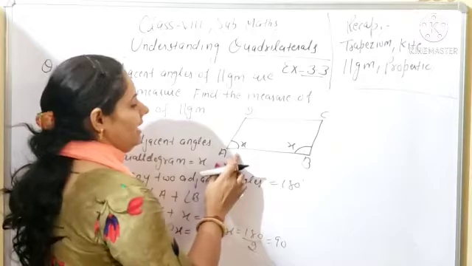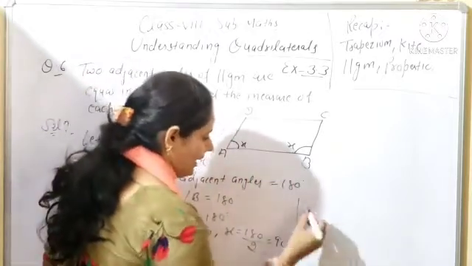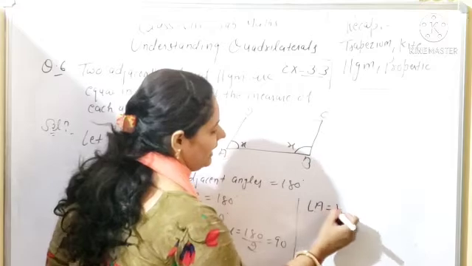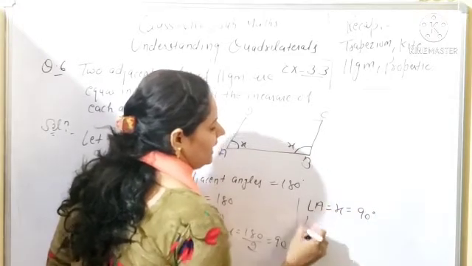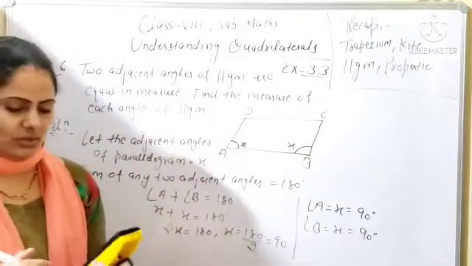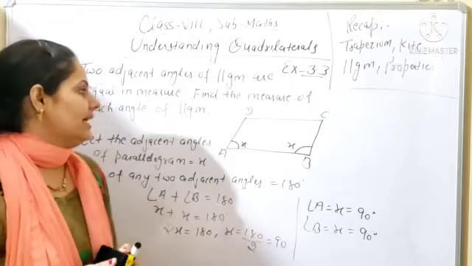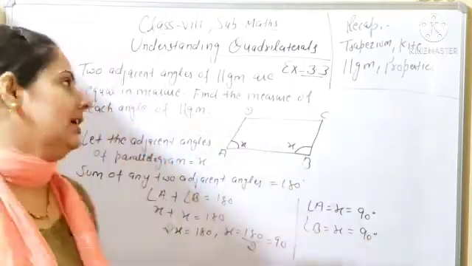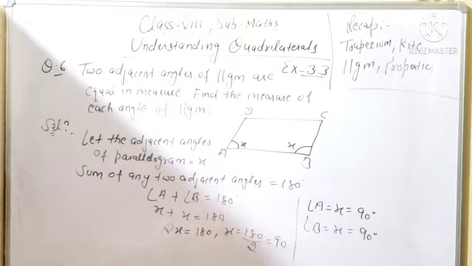Okay, if x is 90, if one angle is 90, what will be the next angle? The value of x you will put in angle A and B. So angle A is equal to x is equal to 90, and angle B will also be equal to x is equal to 90. So what are the adjacent angles? So you can say the measure of adjacent angles of a parallelogram is equal to 90 degrees. Clear? Clear, beta?